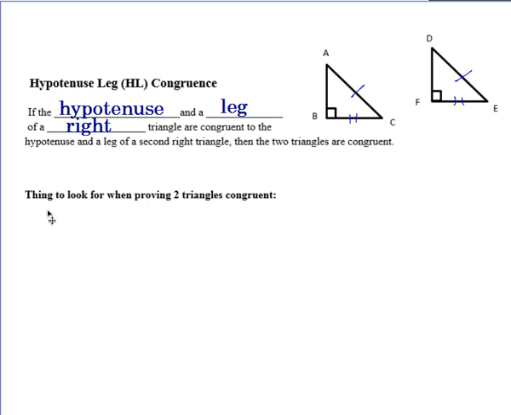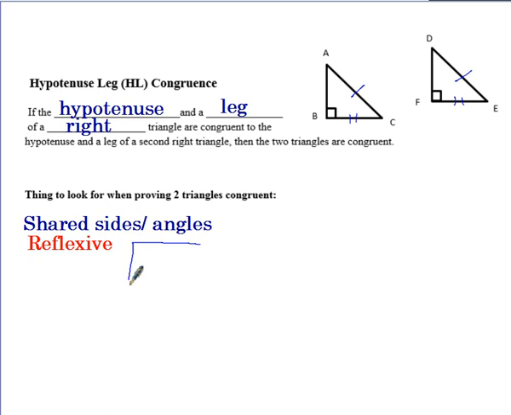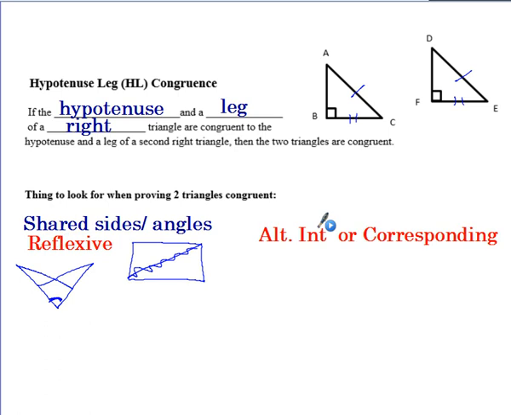One of the things that you want to look for in these triangle problems are shared sides and shared angles. And how that relates to a proof, that's our reflexive property. So typically, we might see that looking something like this, or a shared angle might look like this, where they both share this angle here, or they share this side. That's our reflexive property.